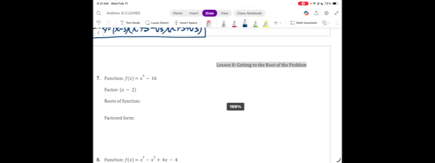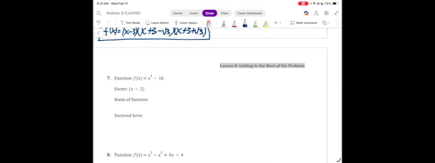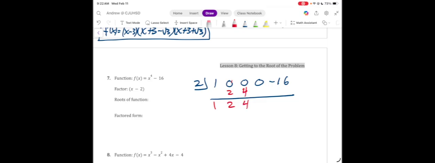Okay, this one is going to require some placeholders. So we're going to use 2 for our divisor, and then 1x to the 4th, 0x cubed, 0x squared, 0x, and negative 16. Then we're going to drop the numbers down. Here we go. 1 drops down, 2 times 1, 2, gives us 2. 2 times 2, 4, gives us 4. 2 times 4, 8, gives us 8. 2 times 8, 16, gives us 0.